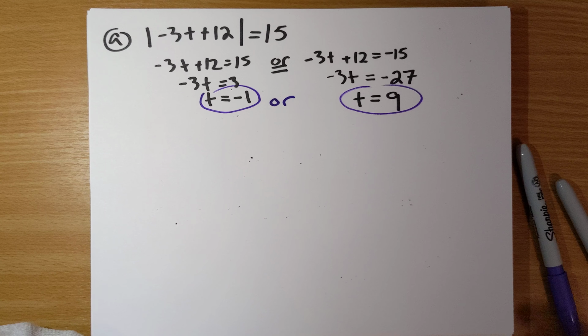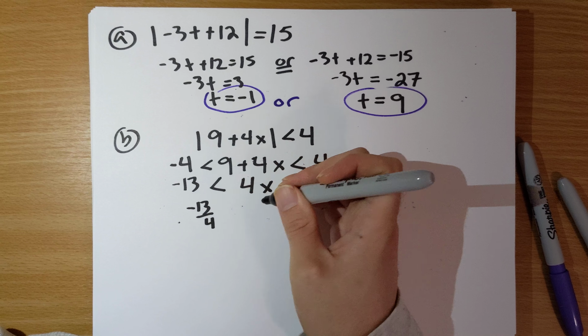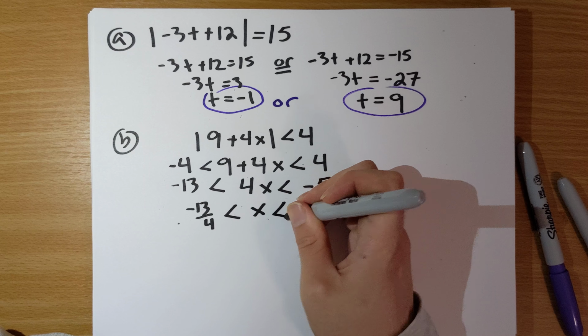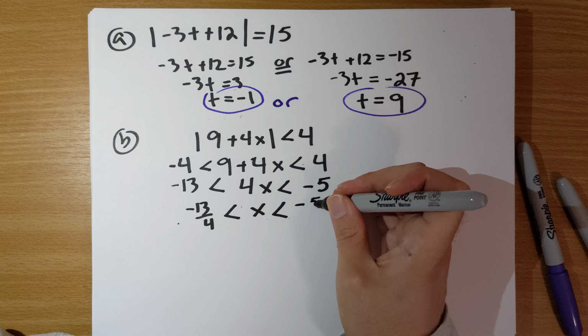negative 5. And so dividing everything by 4 here, negative 13 over 4 is less than x is less than negative 5 over 4. So x is between negative 13 over 4 and negative 5 over 4. Writing this in interval notation, x is in negative 13 over 4 to negative 5 over 4.